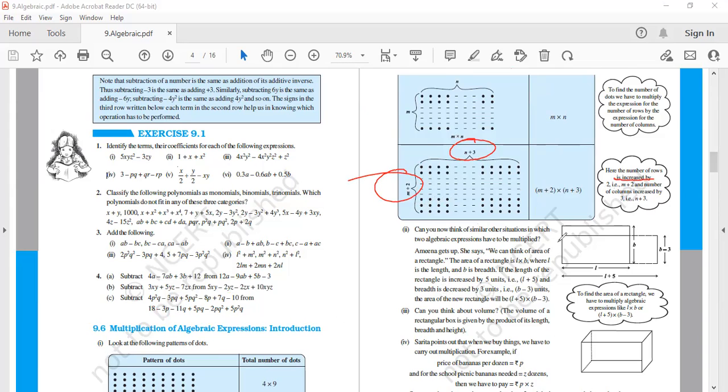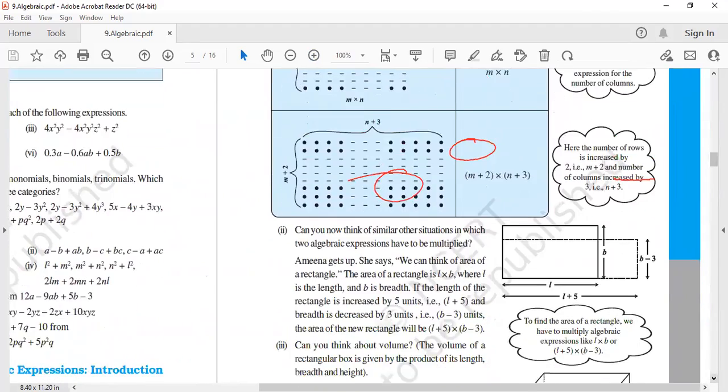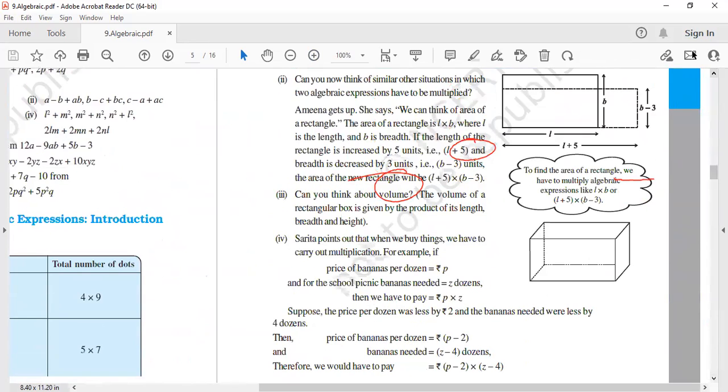Can you now think of a similar situation in which two algebraic expressions have to be multiplied? Let us try to understand the concept through examples. Let me zoom in so it will be clearer. Now look, Amina gets up and says we can think of the area of a rectangle.